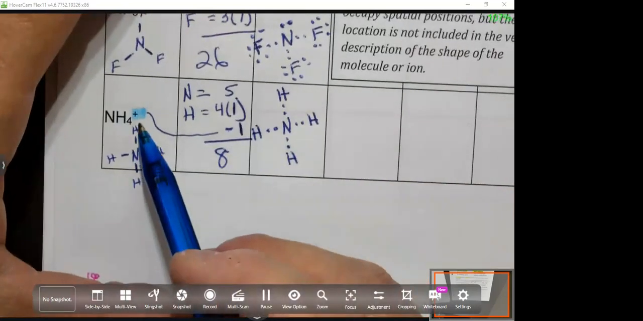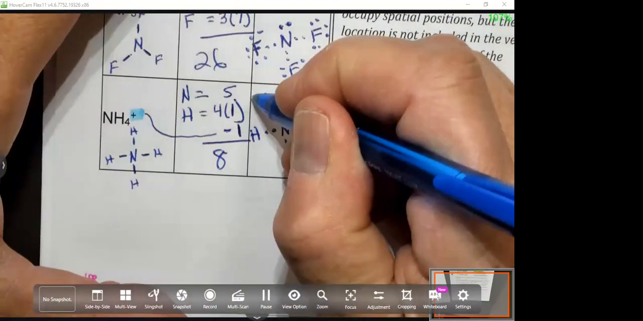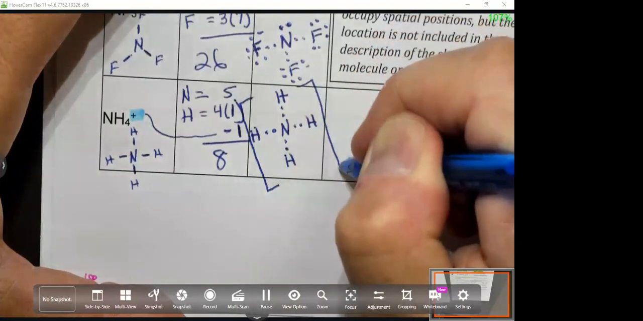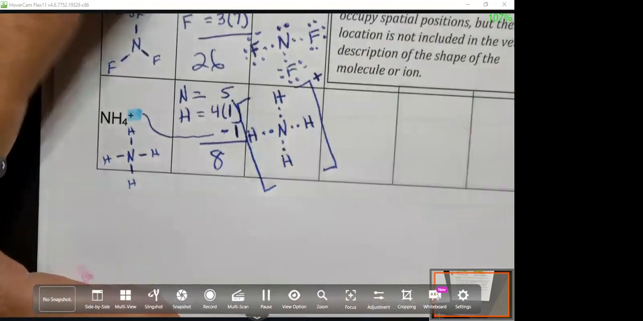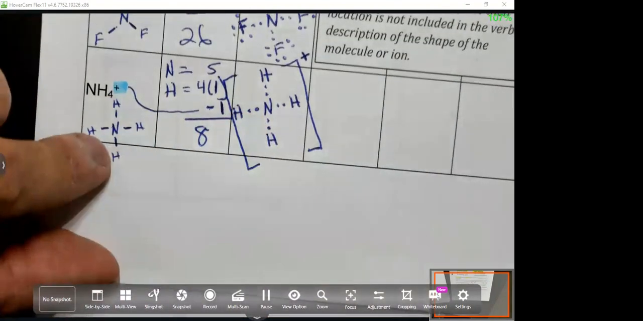Now, since this is an ion, you will see something like this. You will see a bracket around this. Outside the bracket, the charge. This is what you see if you Google Lewis structure. This is ammonium ion.